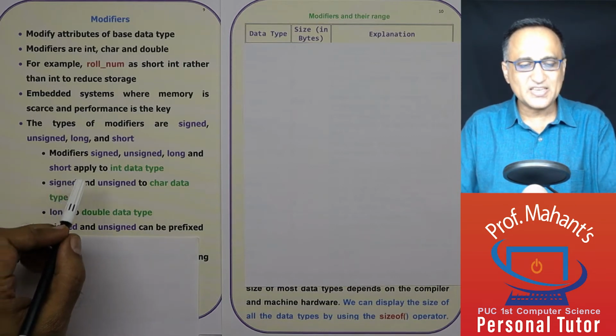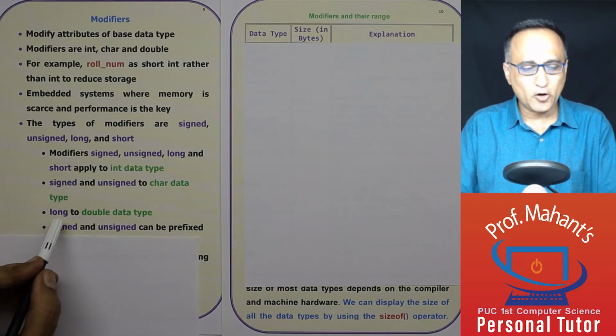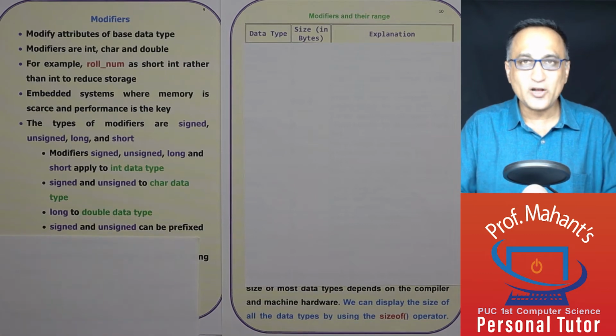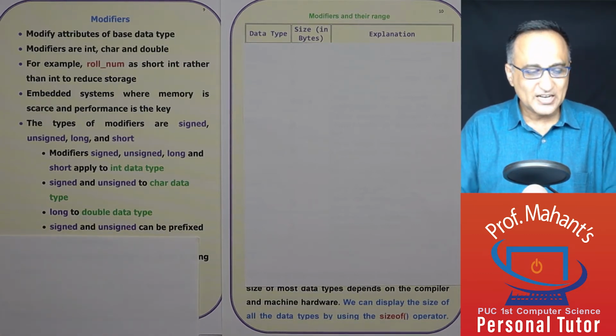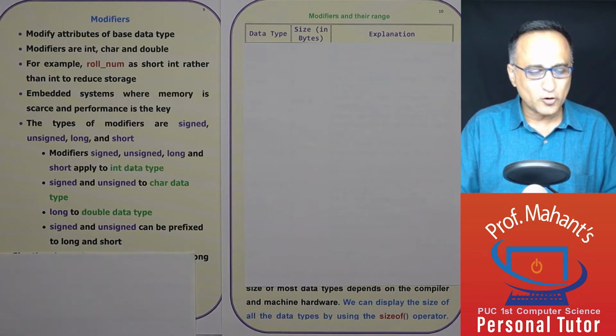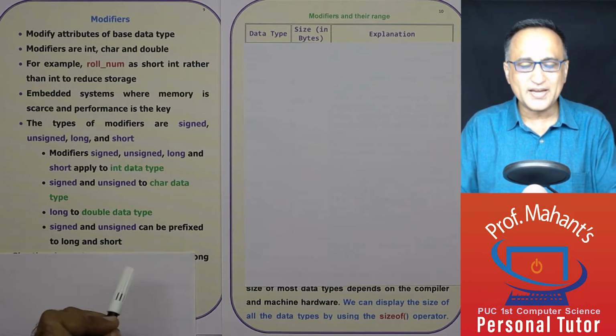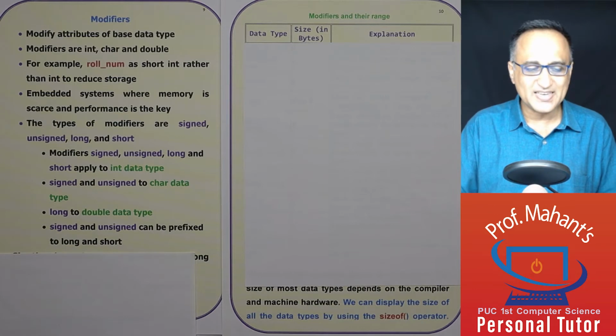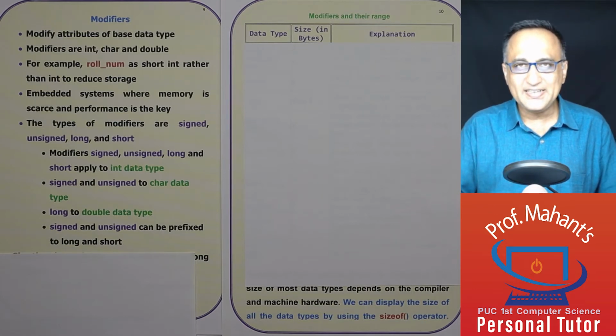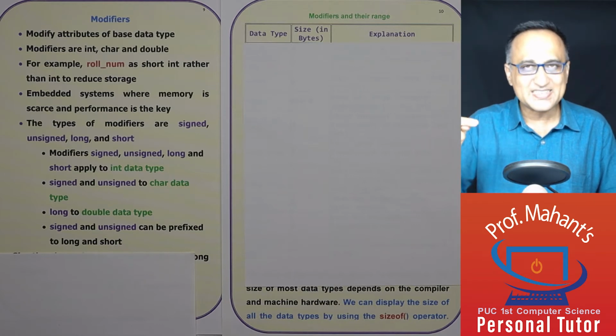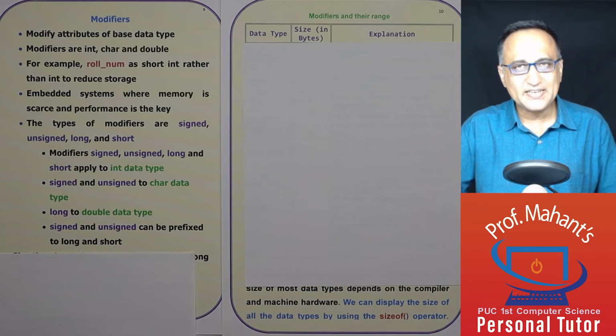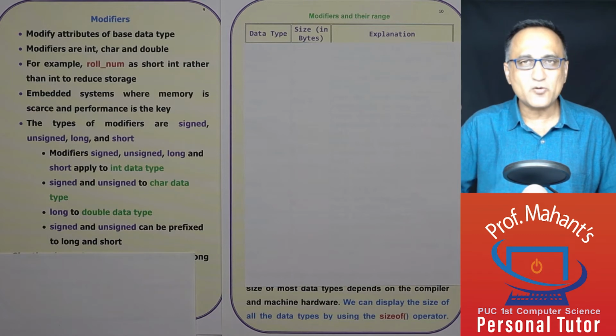Now, long is used to increase the capacity of int. Long can be also applied to double. You can say long double. So the capacity of double also increases. Now, signed and unsigned can also be prefixed to long and short type of data. You can say long int I equal to 0. This is a signed one. You can say unsigned long int x. That means it can only hold 0 or a positive number. Or you don't have to use the word int. You can say unsigned long.